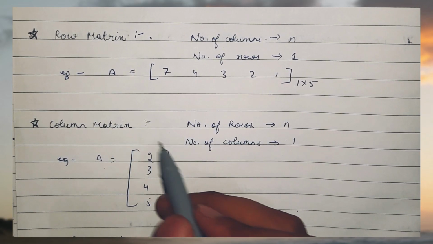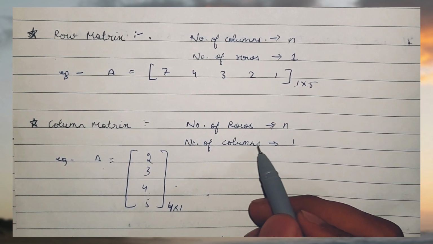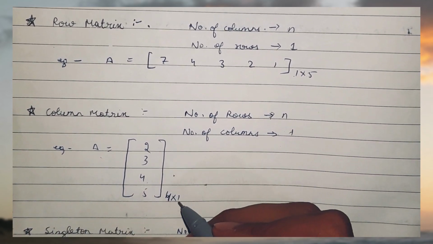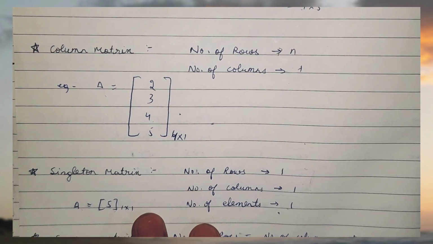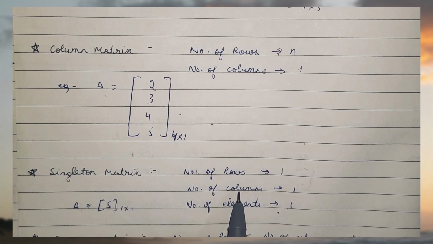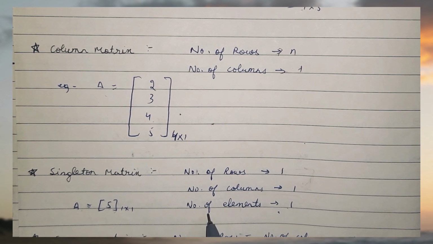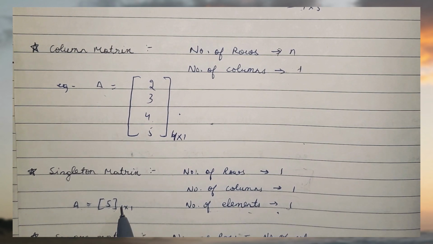Second is column matrix, in which the number of rows can be n and the number of columns is only 1. This is an example of a column matrix of order 4 into 1. Third is singleton matrix, in which the number of rows is equal to the number of columns and both are 1. So the total number of elements in a singleton matrix is 1. This is an example of a singleton matrix.